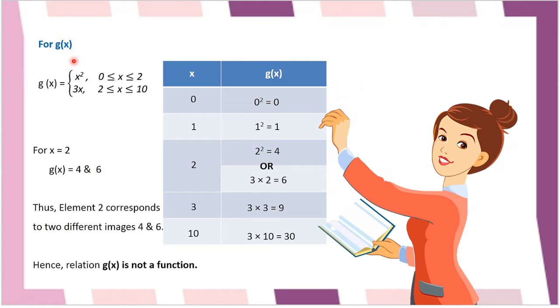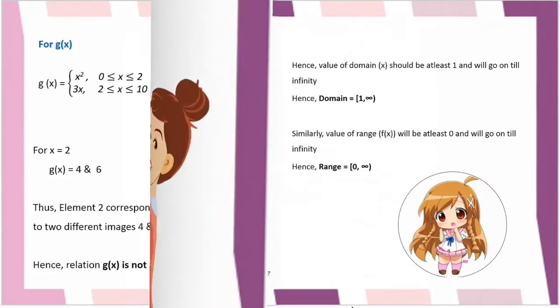Now let's talk about g(x). Here also let's make a table. If x is 0, so g(x) is 0. If x is 1, so g(x) is 1. But if we take x as 2, so g(x) is x square, which is 4, and 3x as well, which is 6. So definitely we can see here that 2 corresponds to two different images. 2 is giving us two different images. It means it is definitely not a function.